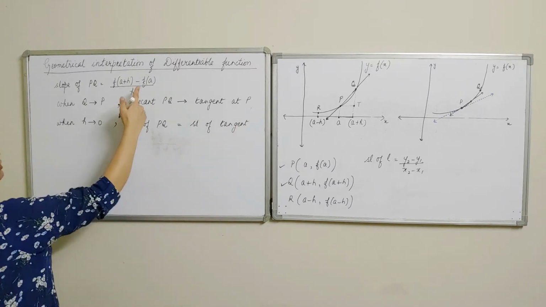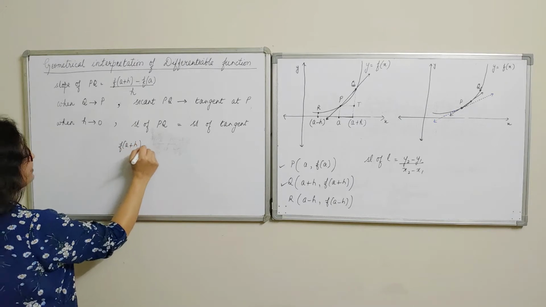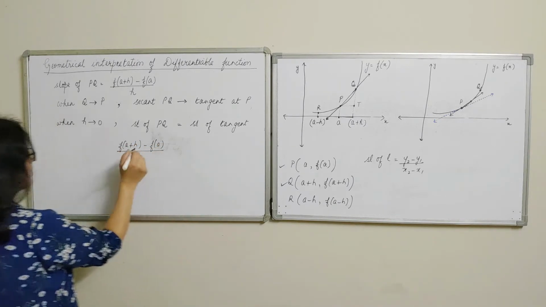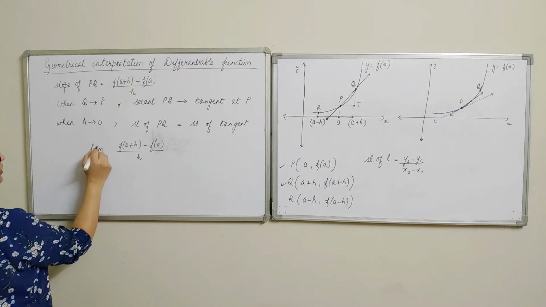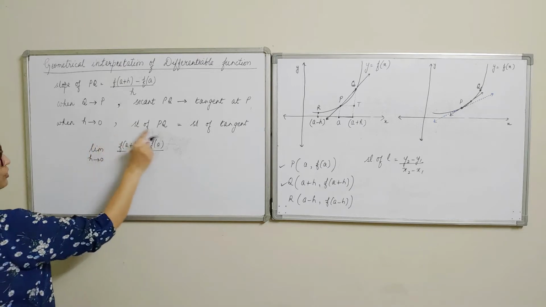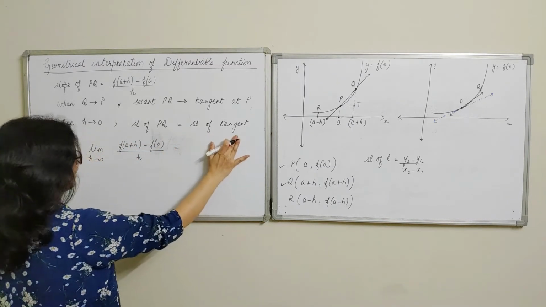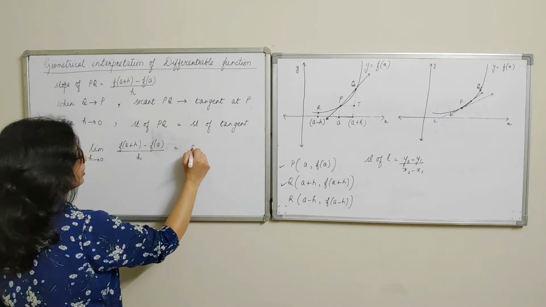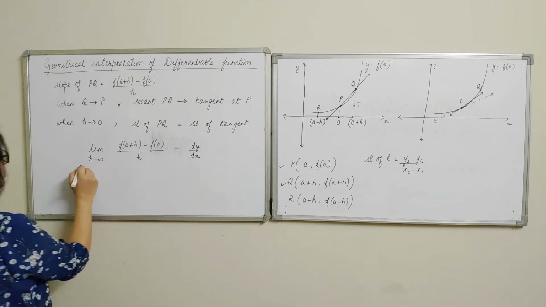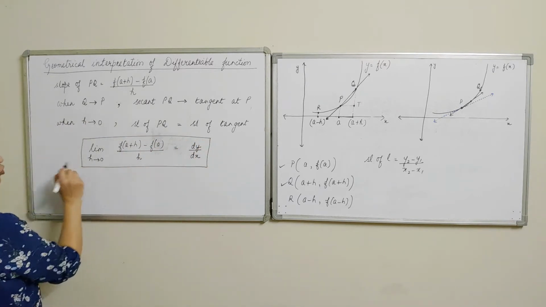And the slope of PQ, this is the slope of PQ: f(a+h) minus f(a) upon h. This slope is obtained in this limiting condition. So when h tends to 0, this is the slope, and then this slope is equal to the slope of the tangent, and the slope of the tangent can now be expressed as a derivative. So this is the right hand derivative that we have obtained.